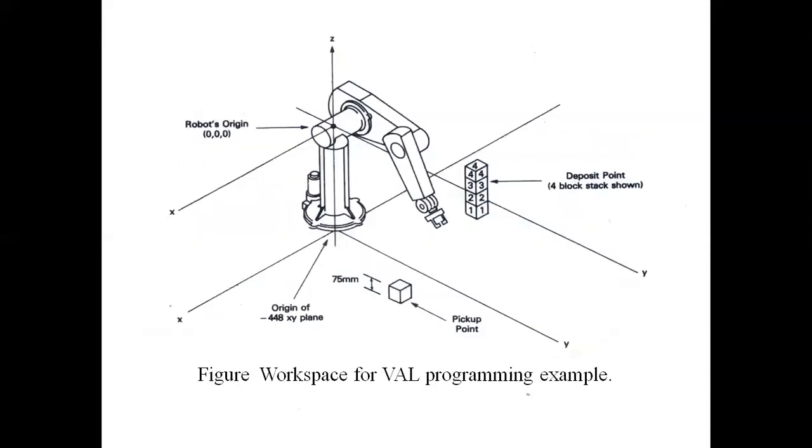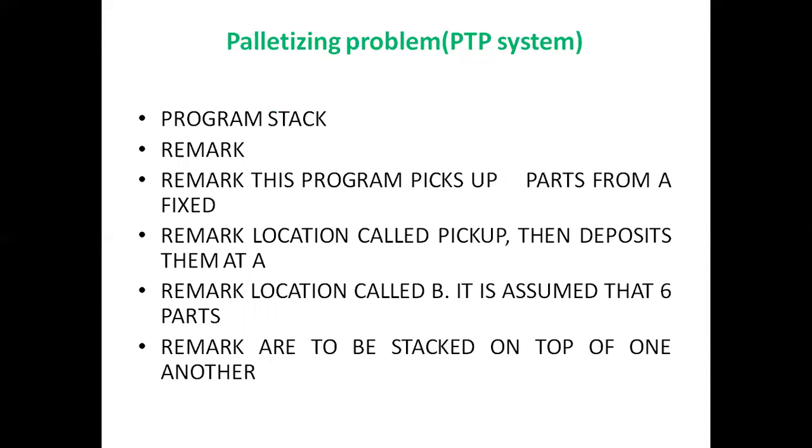So this is a workspace for VAL programming example. This will have a robot origin with the origin of XY plane, and we'll have a deposit point over there. So the program stack, we'll have a remark. So remark, what will this program do? It has to pick up from a fixed one. Similarly, remark locations called pick up, then deposits them at 8. So similarly, it is assumed that 6 parts will have to stack on top of one another.